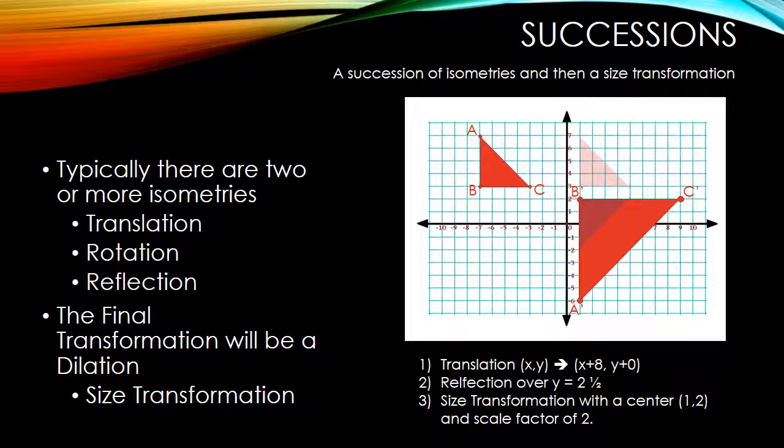Alright, the last thing we're going to look at is successions, specifically a succession of isometries and then a size transformation. So remember, there are 3 types of isometries: translations, rotations, and reflections. Typically we're going to have 2 or more isometries, and then the final transformation will be a dilation or a size transformation. So if we look at the figure provided, we have A, B, C as a triangle. It first translates, then it reflects, and then it grows.